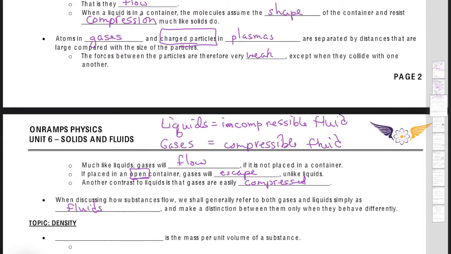Okay, so again, this is just a little bit of review from chemistry, from middle school science, just talking about the states of matter. And so in physics, we really just lump liquids and gases together, and we just distinguish them in terms of their compressibility. If it's incompressible, it's a liquid. If it's compressible, then it is a gas. In the next one, again, it's going to be more review when we're going to look at density.